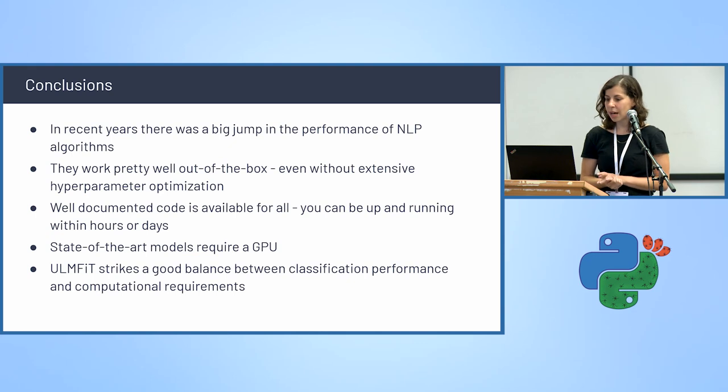In conclusion, 2018 was a very good year for NLP. There are lots of models out there readily available. They work pretty well out of the box without extensive hyperparameter optimization. The code is well documented. It's a very active community. You can be up and running within hours or days depending on which model you choose. Unfortunately, these things come at a cost. Most of these need a GPU and we find that ULMFIT strikes a good balance between classification performance and the computational requirements. That's it.